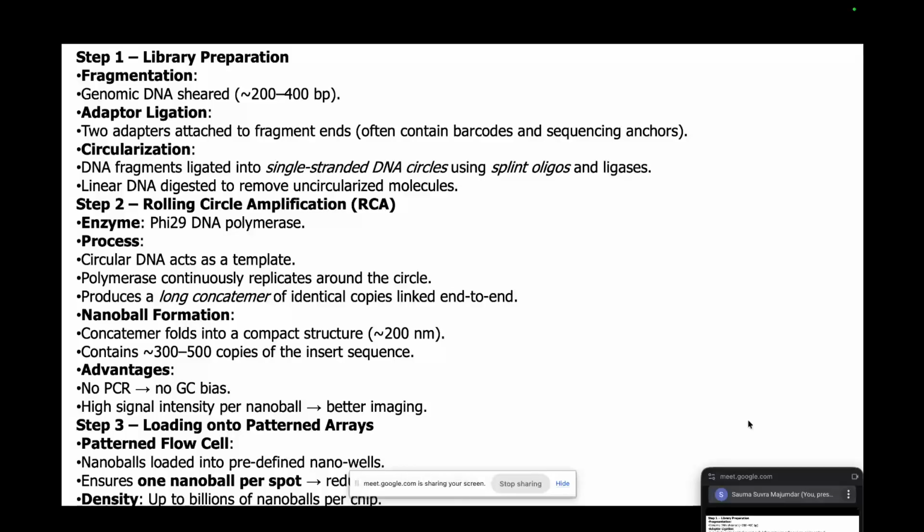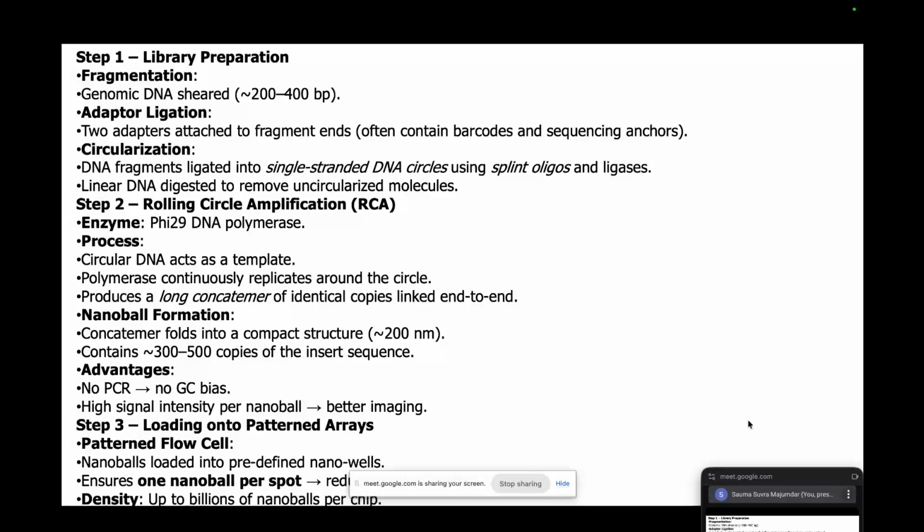So around 200 to 400 base pairs of length, and then you ligate adapters on top of that, so that these adapters can go and bind to the oligos present in the chip, right? Two adapters are attached on the fragment ends, and these contain barcodes or sequencing anchors as well. So the first step would be to get these reads at a certain length size, and then add the adapters, which is kind of what you do for Illumina and other short read technologies as well.